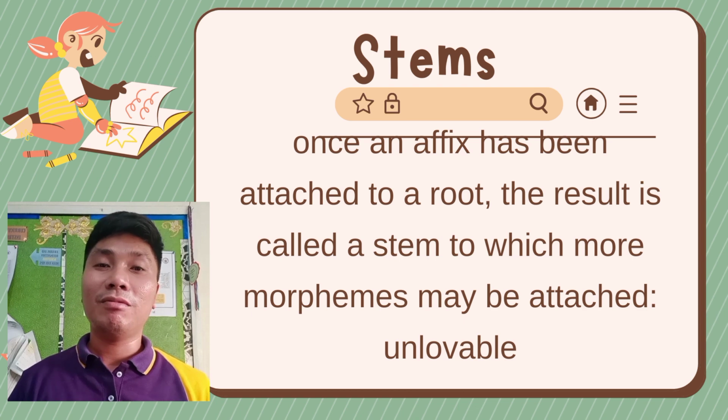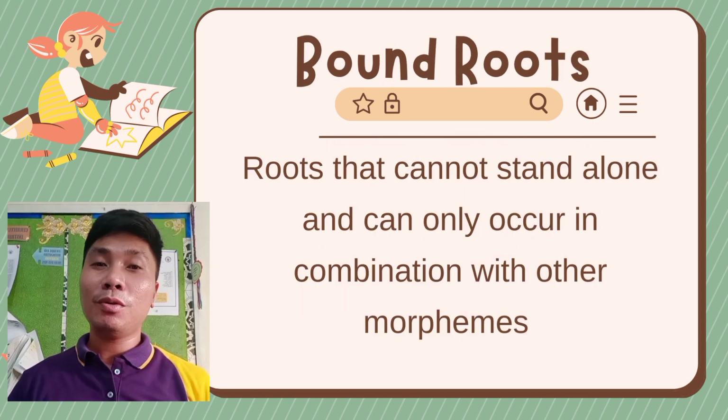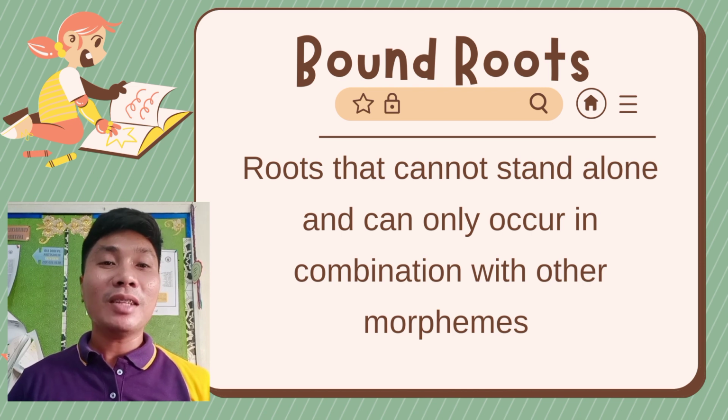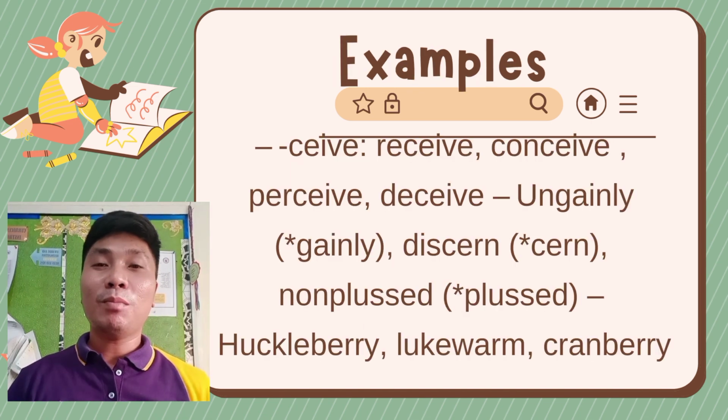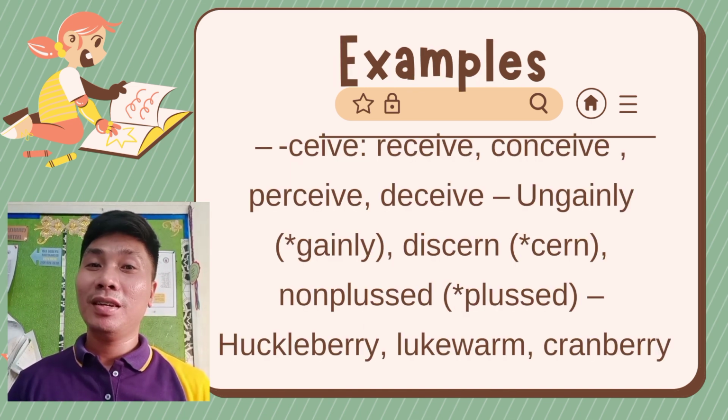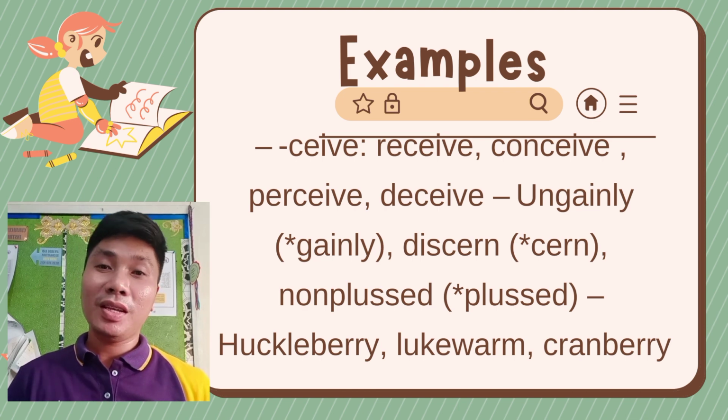We also have the so-called bound roots that cannot stand alone and can only occur in combination with other morphemes. For example, we have the morpheme sieve attached with re to make receive. Another is conceive, perceive, deceive. Morpheme gainly for ungainly, cern for discern, plus for nonplussed. We also have the words huckleberry, lukewarm, and cranberry.